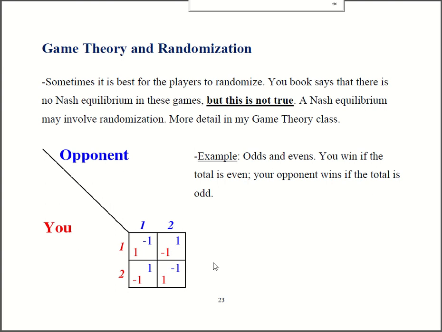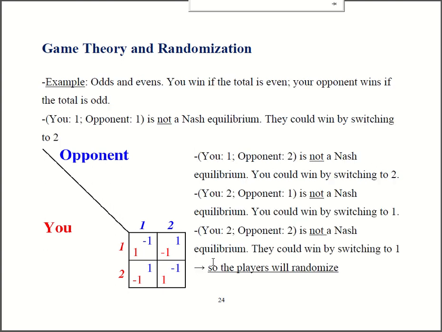So this game has no Nash equilibrium in... Well, it has a Nash equilibrium. Let's be clear about that. But there's going to be randomization involved. So let's verify that none of these outcomes are a Nash equilibrium. If you're both playing 1, then you're going to be over here. You're happy about that because 1 + 1 is 2, an even number. You win the game.